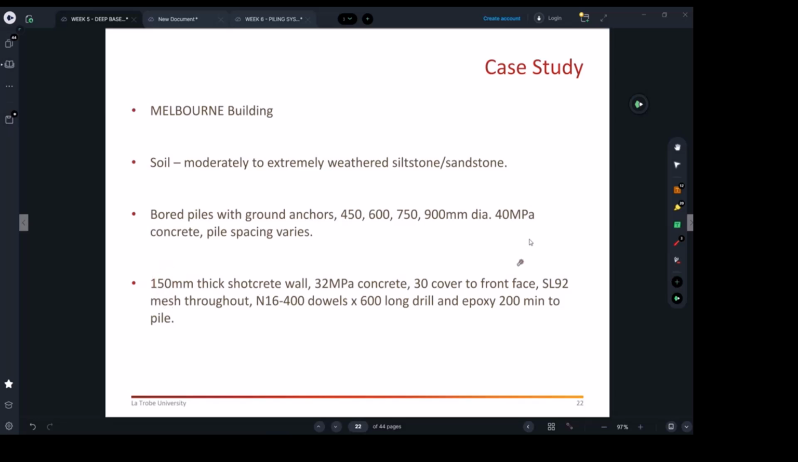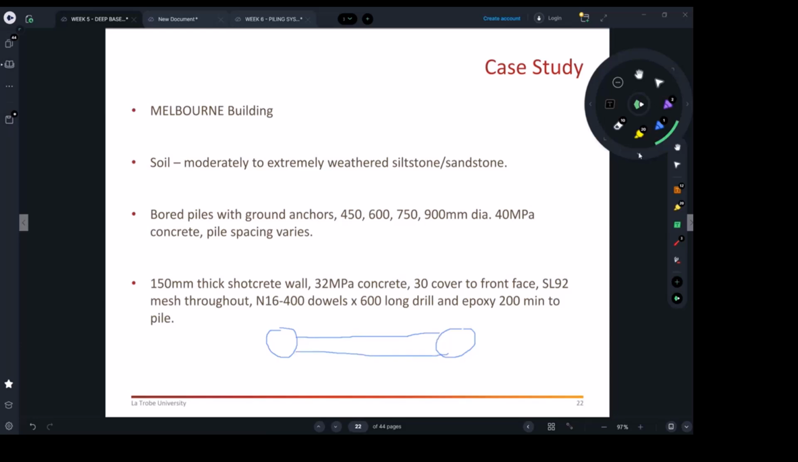So let me ask you a practical question here. Looking from the plan, this is your pile. That was a pile. That was another pile. And here you've got a shotcrete wall, right? That's the plan view, and the red or the purple is your steel, the mesh. Now I ask you, where do you think the thick cover will be? Will it be on the soil side? The soil side is here. This is the soil, right? And this is the basement, the hole, the excavation.